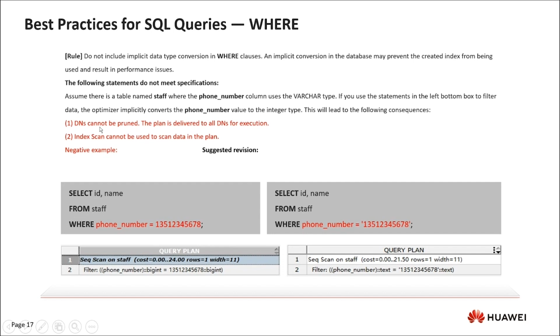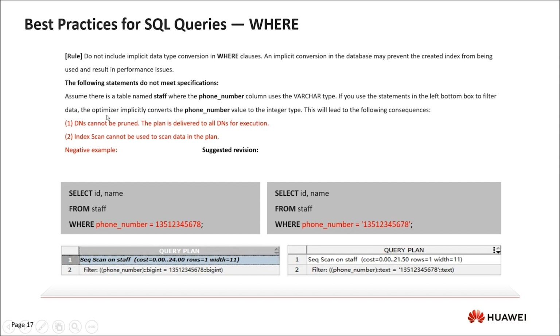The red words here are some bad consequences when we use implicit data conversion. The first one is that DNs cannot be pruned. If we use implicit data conversion, the query plan of the SQL statement is delivered to all DNs for execution. The second scenario is that index scan cannot be used to scan data in the plan. Since we cannot use index scan anymore, the query will be much slower than before.